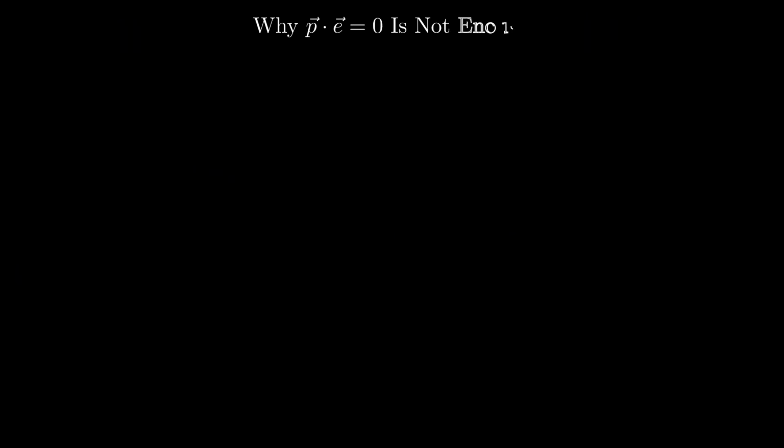Here is a common confusion that trips up many students. You might check that P dot E equals 0 and stop there, thinking you're done. But that's not enough. Many vectors in R3 are perpendicular to P, but not perpendicular to the entire column space.